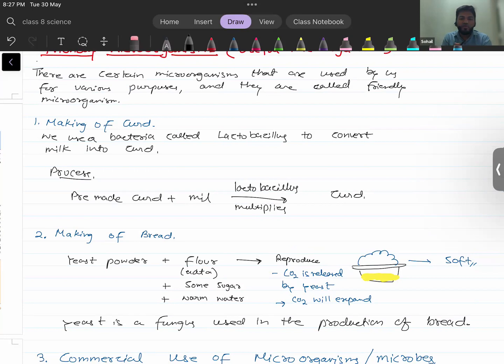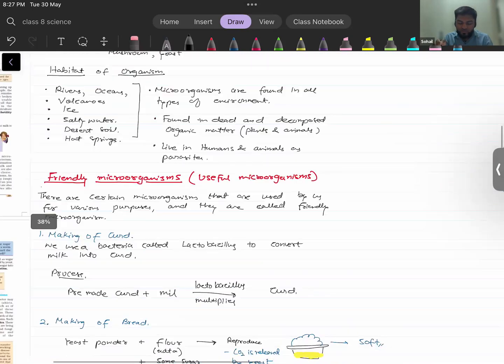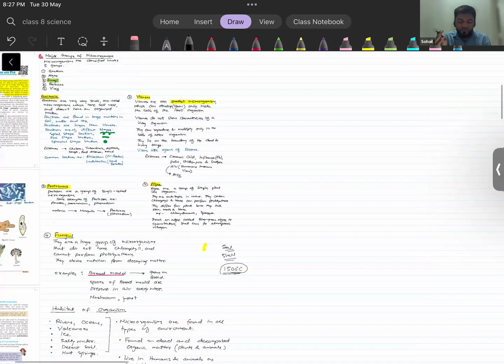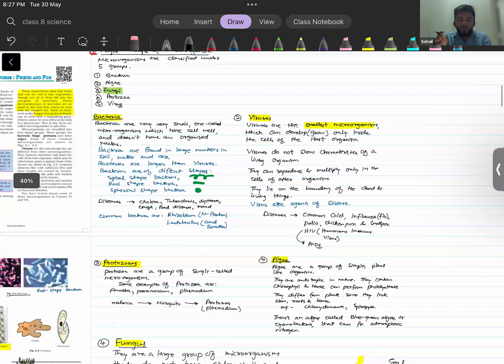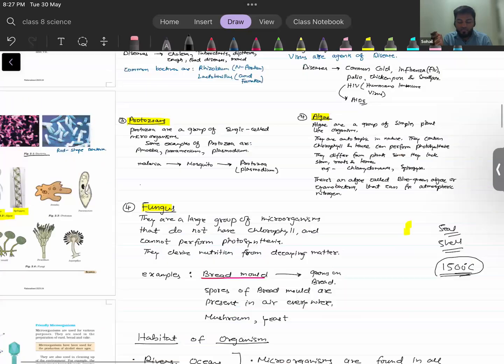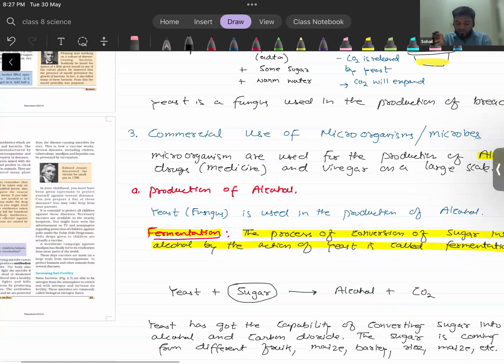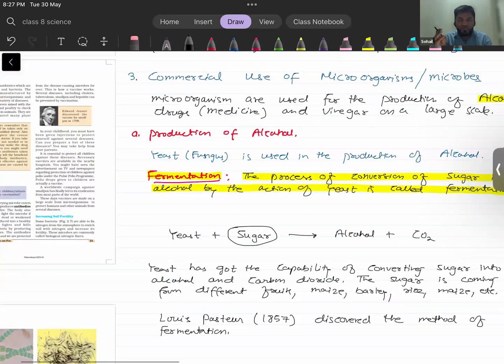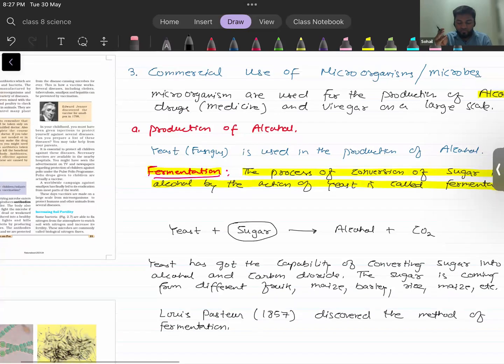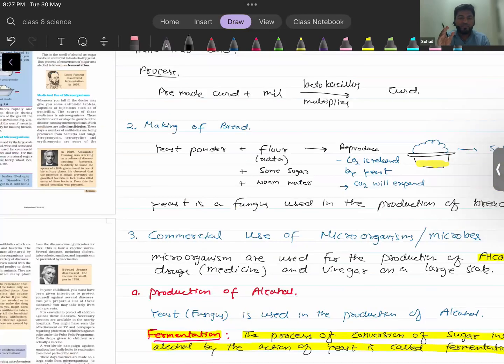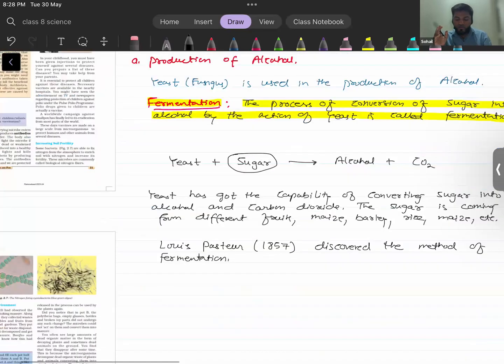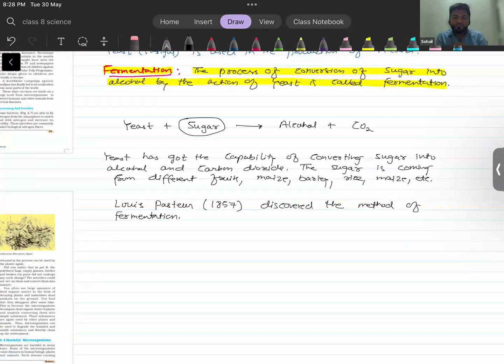So read what we have discussed so far. Read all the 5 classifications of microorganisms. Where do they live, their habitat, and discuss till commercial use of microorganisms. In the next class, I will be asking about fermentation and how bread is made in industries. So read about these things. Any confusion so far?